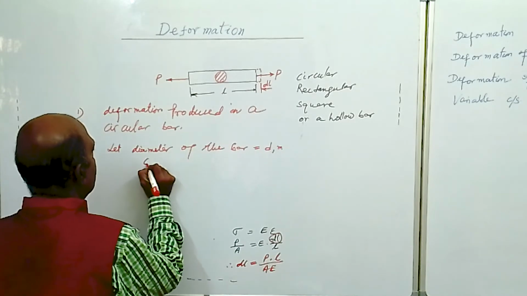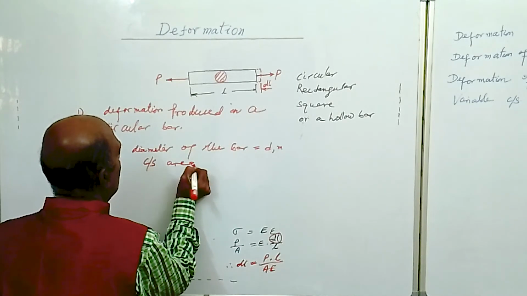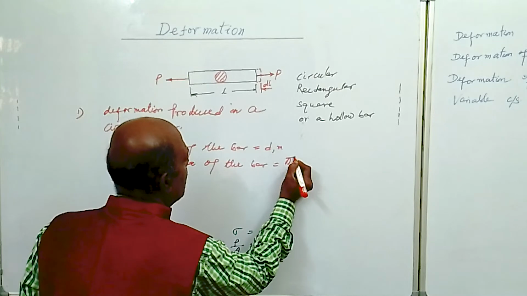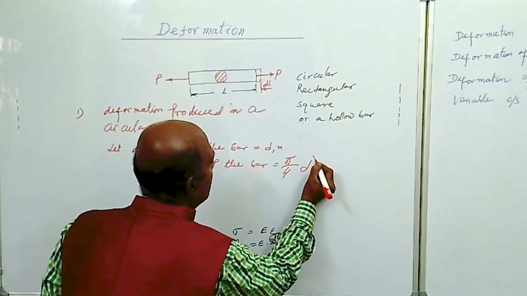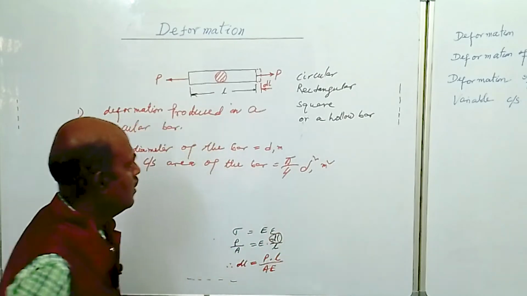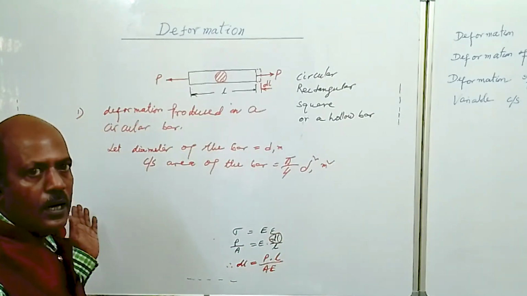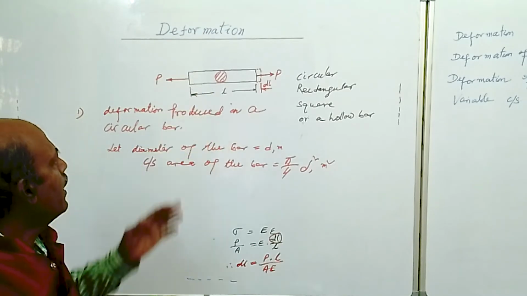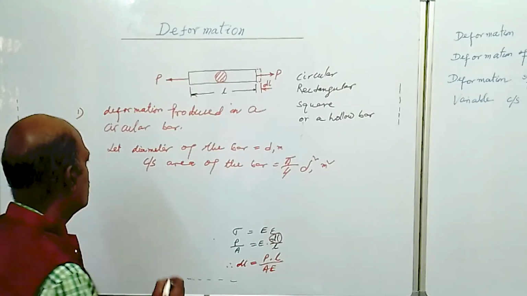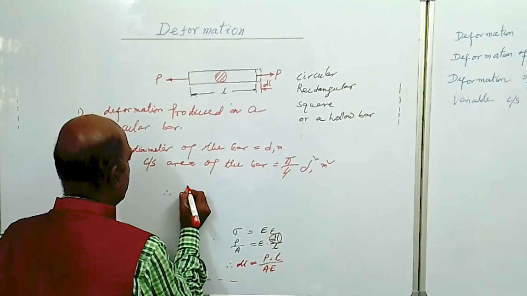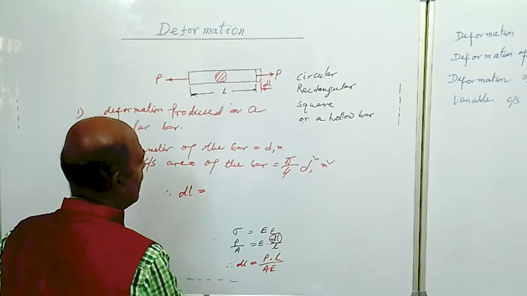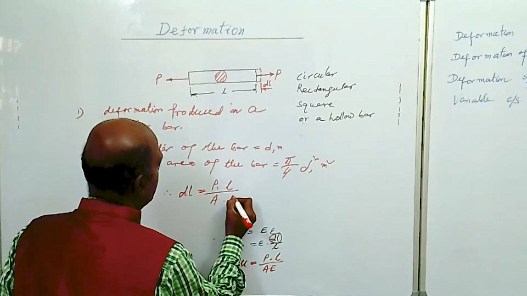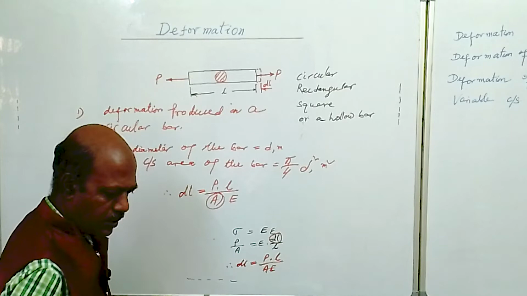So cross sectional area of the bar is equal to pi by 4 into D square in meter square. Okay, so we have got the cross sectional area of the bar. We know the length of the bar L, and under P let the deformation is dl. So directly we can write, therefore dl, deformation produced in the bar, is equal to P into L by A into E, where A is the cross sectional area.